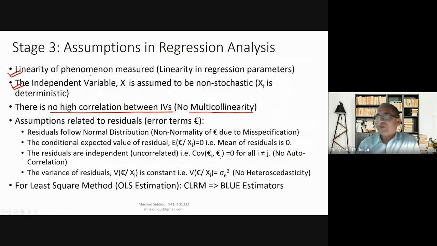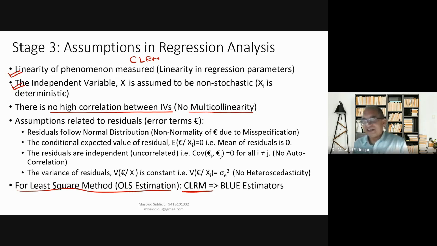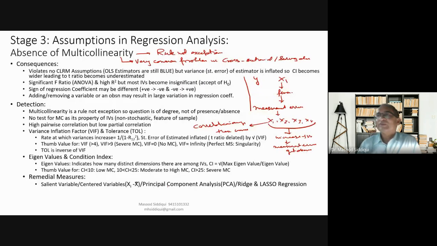Just a moment. Why are we discussing these assumptions? Because we are using the classical linear regression model. Here it is mentioned for the least squares method, OLS estimation, the method that we are using, which is known as the classical linear regression model. So these assumptions belong to this model, which is commonly used by the software. If these assumptions are fulfilled, then only can we interpret this OLS estimation or classical linear regression model.